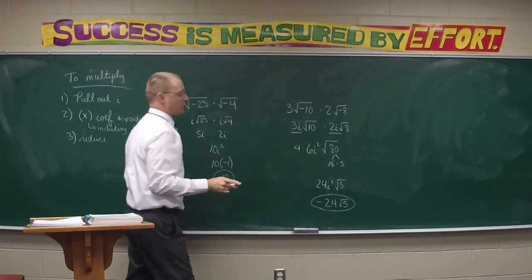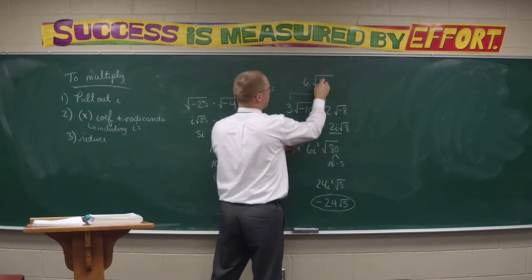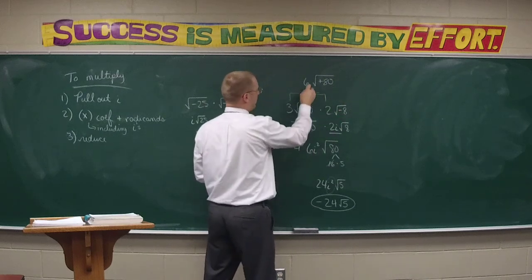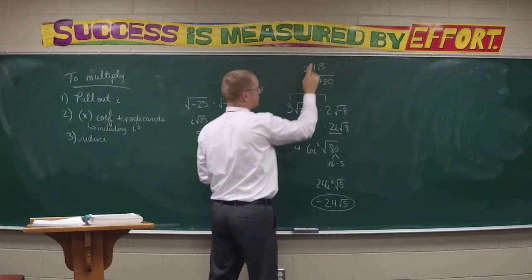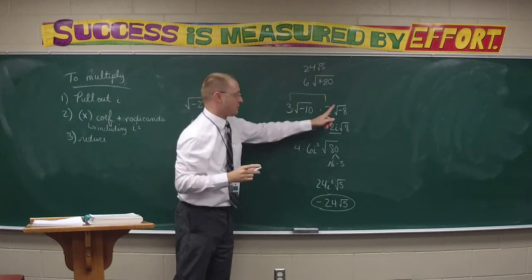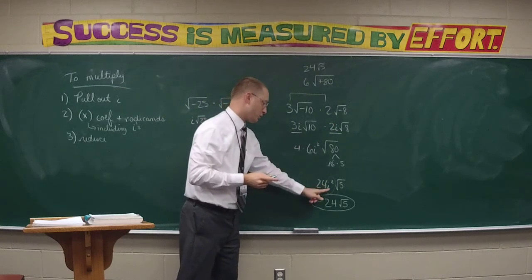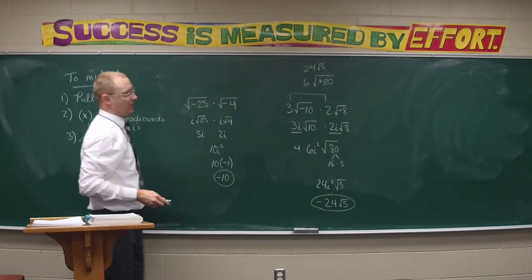If you don't pull out your i's first, you would end up with 6 times the square root of positive 80, and you'd end up with 24 times the square root of 5, which is not correct. It is a negative 24. So we can't just say, multiply negative times negative to get positive. No, pull out your i's. i times i is i squared, which in the end will become a -1.